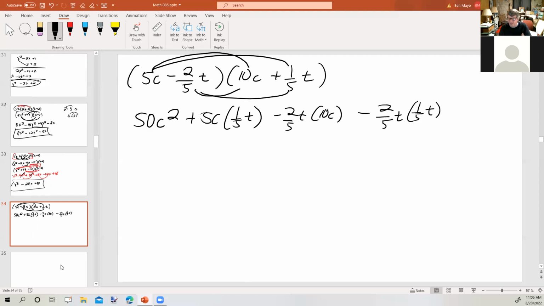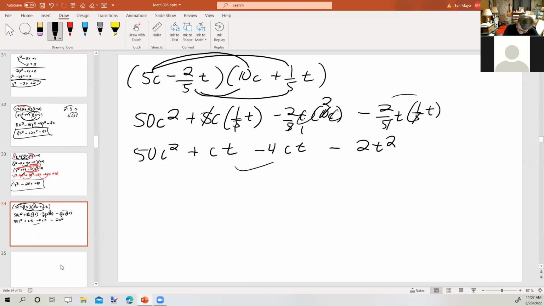And you can do all the reducing and simplifying in your head if you want, but I'm just doing it a step at a time. Okay. So here the 5s would reduce down and we get plus 1ct. Here the 10 over 5 is 2 over 1, minus 2 times 2 is minus 4ct. Now, even though it's tc, I'm writing it in alphabetical order so that I'll recognize that these are like terms. And then finally over here, the 5s reduce, minus 2t squared. Combining like terms, 50c squared, and this is going to be what? Minus 3ct minus 2t squared.